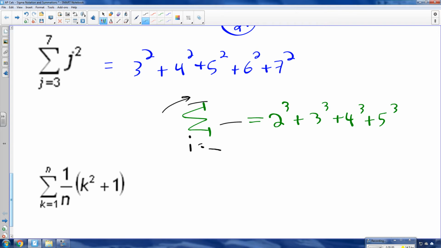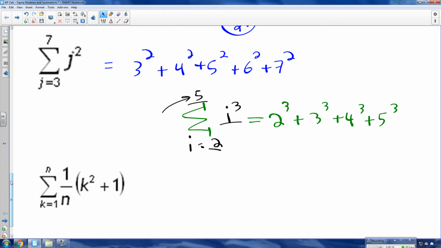Okay, so hopefully you tried it, but what it is, it's i to the third. It's whatever is down here to the third, and we're starting at 2 and we're ending at 5. So that's what you would do. You could reverse a summation if you look at the pattern that's happening.